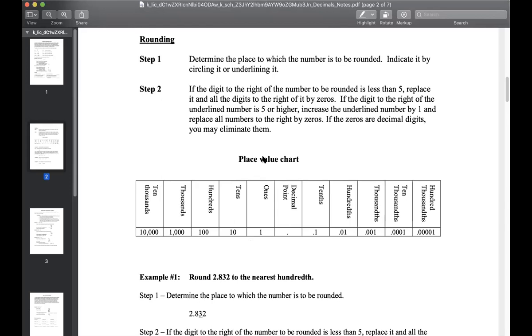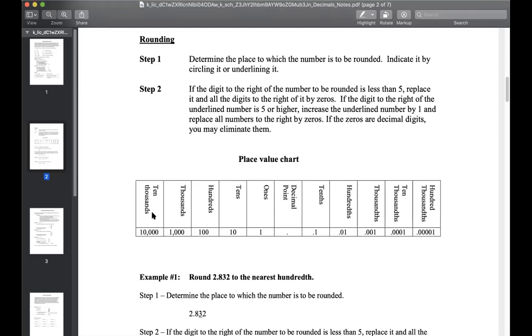If the digit to the right of the number is less than 5, we're going to replace it and all the numbers to the right of it with zeros. But if the digit to the right of the underlined number is 5 or more, you're going to increase it. So if it's less than 5, you keep the number the same, or if it's 5 or more, you go up 1. So that's how we round.